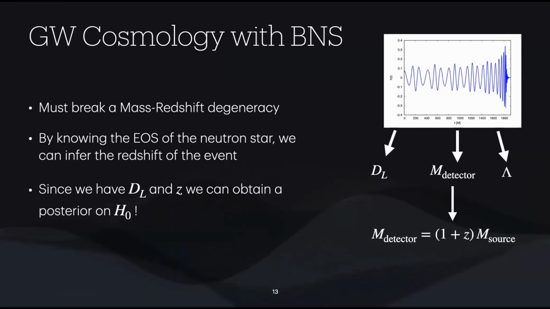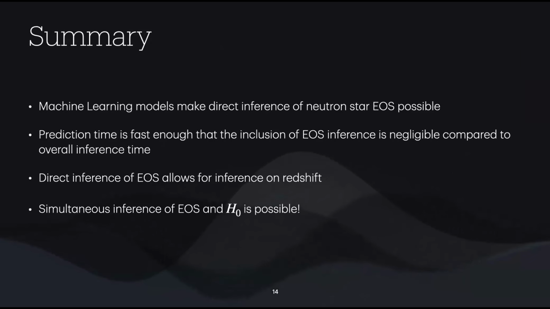So the general idea is that with these events, with this equation of state solver, we can break a mass-redshift degeneracy. And this allows us to determine a redshift for the event. And since we have a luminosity distance intrinsically encoded into the gravitational wave source, and we now have a redshift, we can obtain a posterior on H0. So I will leave you with my summary slide. Thank you all for listening.